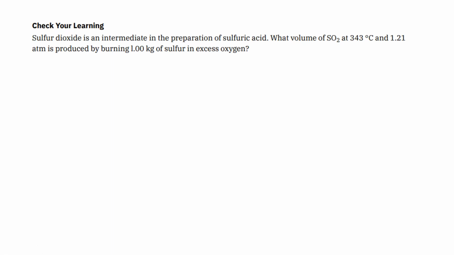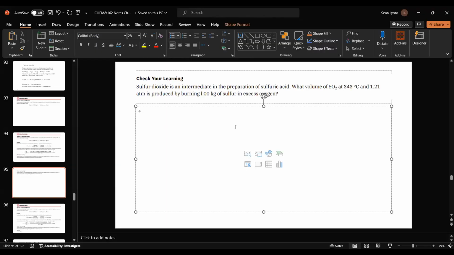So if we want to practice with another one here: sulfur dioxide is an intermediate in the preparation of sulfuric acid. What volume of sulfur dioxide at 343 degrees Celsius and 1.21 atmospheres is produced by burning 1 kilogram of sulfur in excess oxygen? So with this one, again, we know how much of a reactant we have. We can use the chemical equation to figure out how much of a product we're going to produce. And then based on that number of moles, based on the conditions we have, we can solve for that volume.